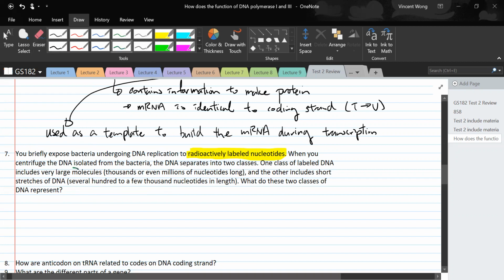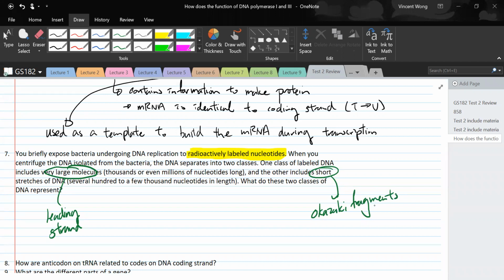Basically, the large molecule, that's the leading strand, right? Because it's being synthesized continuously, and then the one with the short stretches, those would be the Okazaki fragments. Okay. So if you didn't know that, now you do. Those are the answers.